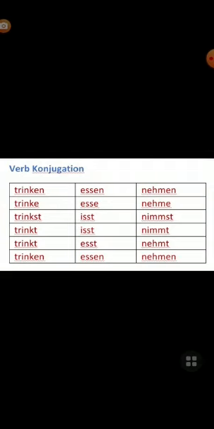Then we have essen, meaning to eat. Ich esse, du isst, er/sie/es isst, ihr esst und wir/sie essen. Then nehmen, meaning to take. Ich nehme, du nimmst, er/sie/es nimmt, ihr nehmt and wir/sie nehmen. So that was the verb conjugation.